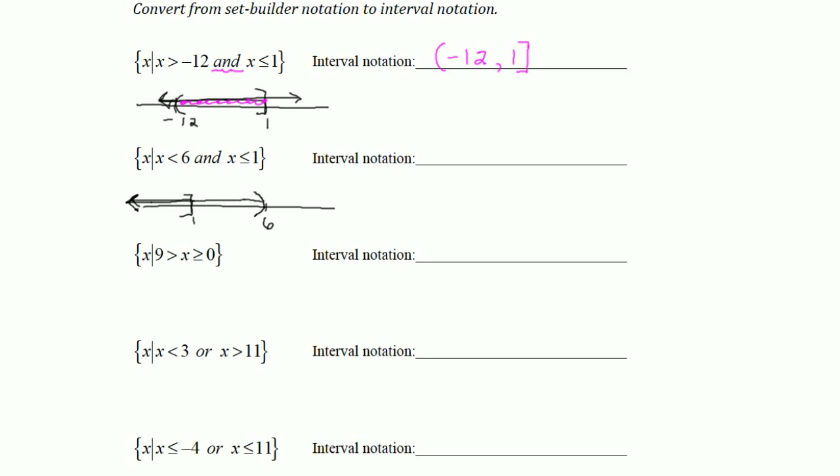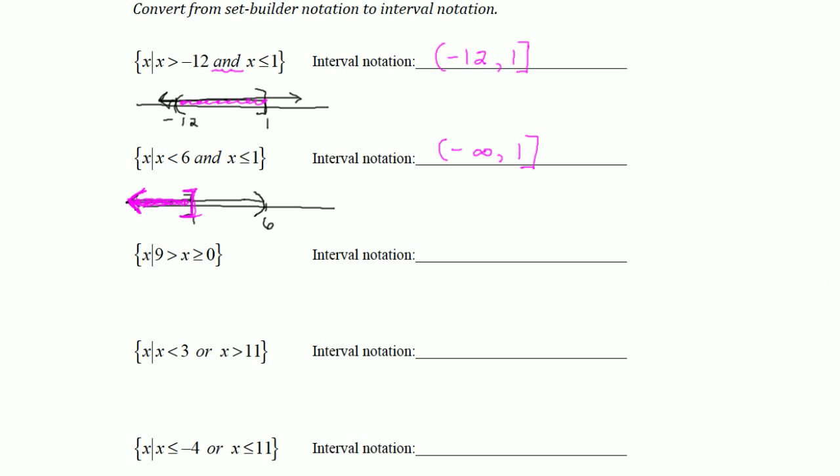The intersection is the overlap of these two graphs, so I'm just going to shade in the region where they overlap, and it looks like both have arrows, so our intersection will also have an arrow. The value 1 is included. I'm going to put a square bracket on that because the value 1 is in both sets. So this is the interval from negative infinity to positive 1 with a square bracket on 1.